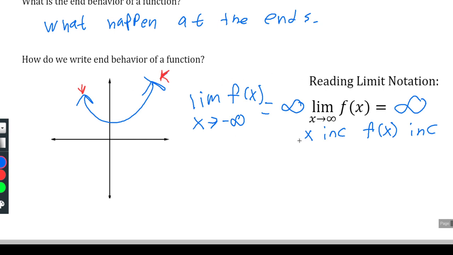And we're only focusing towards the ends of the graph. So if we did have something that looked like this, this would still be the limit as x approaches infinity is infinity, and the limit as x approaches negative infinity is infinity. We're not worried about this middle bit, we're just worrying about what the ends are doing.